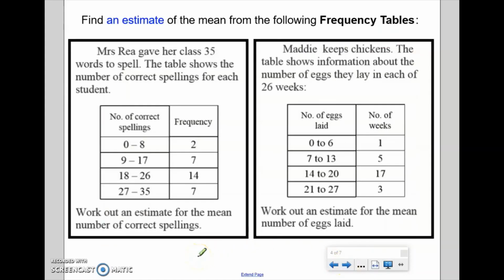Okay, so here's another 2 typical exam questions for you to have a go at. So again, you have the ability to pause the video at this point, and then could you have a go at both questions?